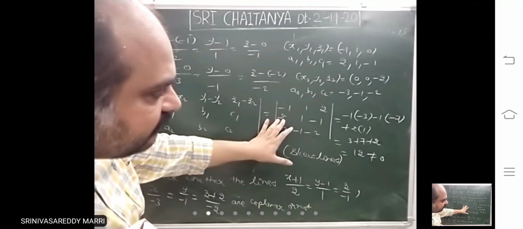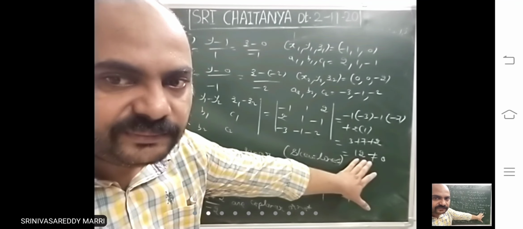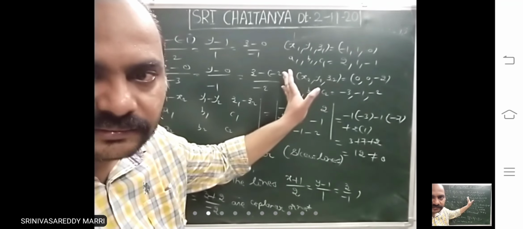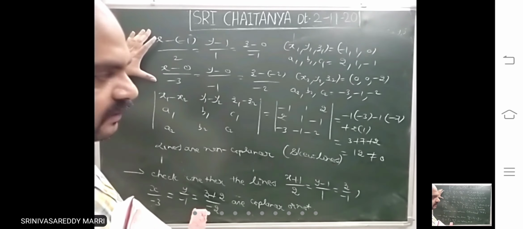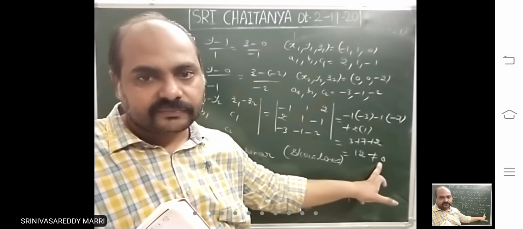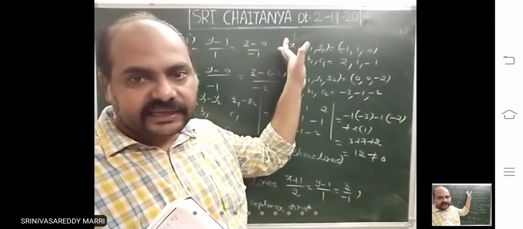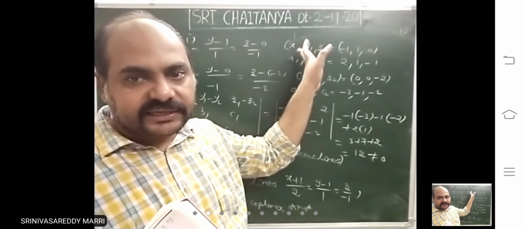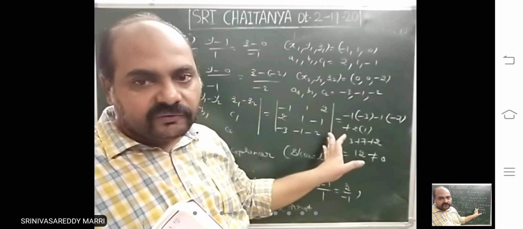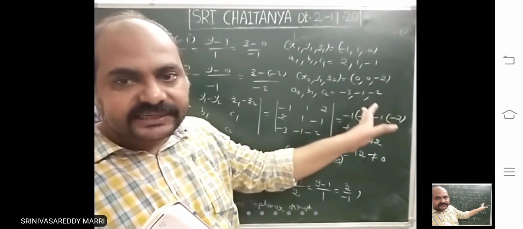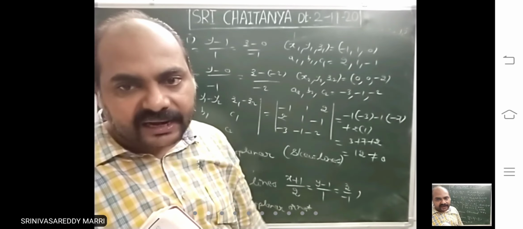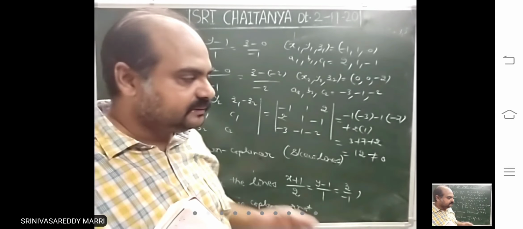And the determinant you got is not equal to 0, that means they are not intersecting lines. Parallel means the determinant equals 0 here. By looking at the DR's ratios, you can easily say whether they are parallel or not. If the determinant equals 0 and they are not parallel, they are intersecting. If the determinant is not equal to 0, they definitely will not be parallel.